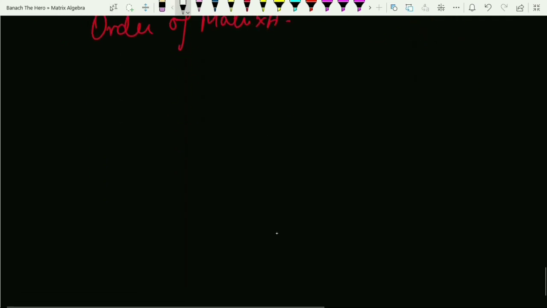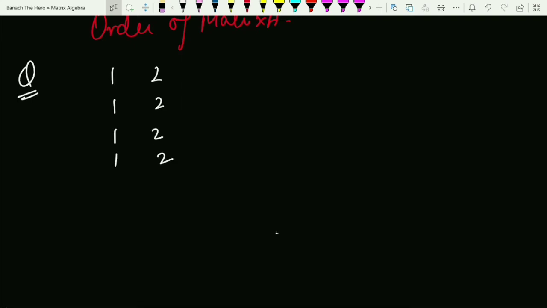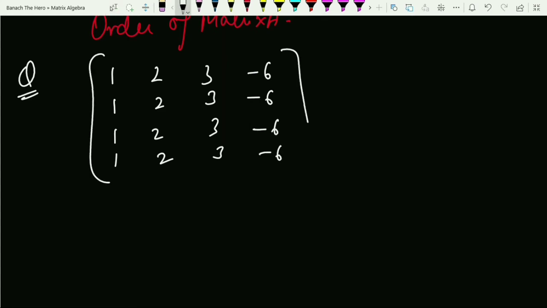Now let me take one more example. So if I consider the matrix with rows 1, 1, 1, 1, then 2, 2, 2, 2, then 3, 3, 3, 3, and again minus 6, minus 6, minus 6, minus 6. So again, this is a rank 1 matrix. So what are the eigenvalues? The eigenvalues will be the trace. So what is the trace? That is 0 only, and the rest of the eigenvalues will be 0, right? So that is the trick which we have already learned in the previous video lectures. So the eigenvalues are nothing but 0, 0, 0, 0.